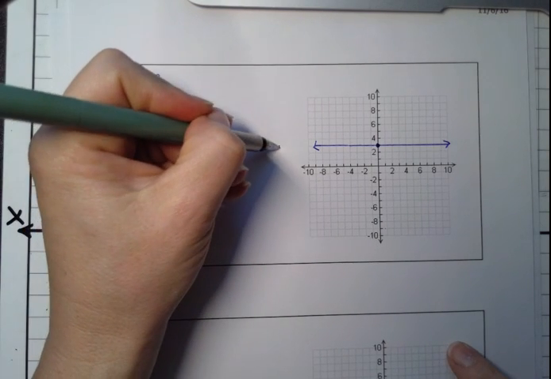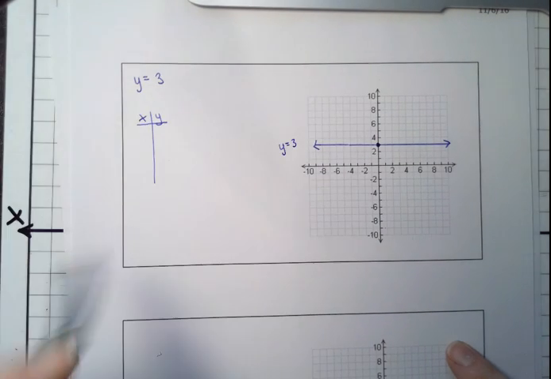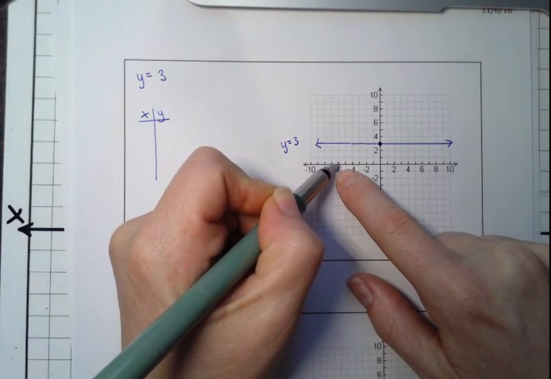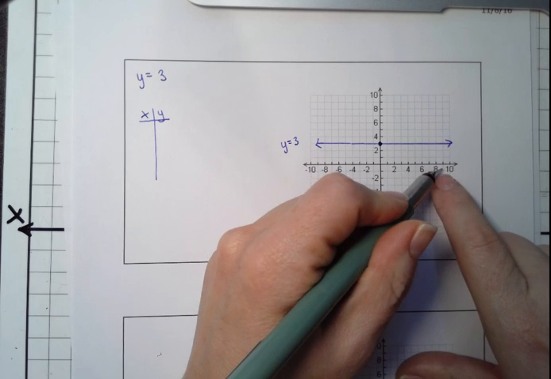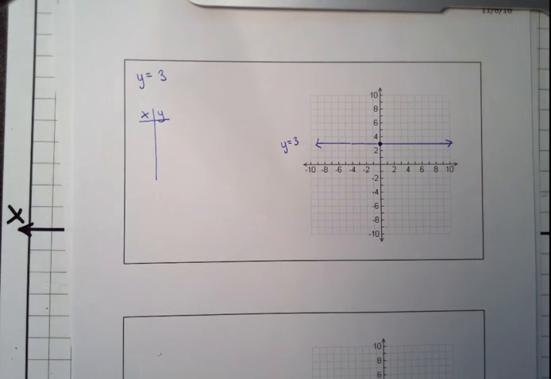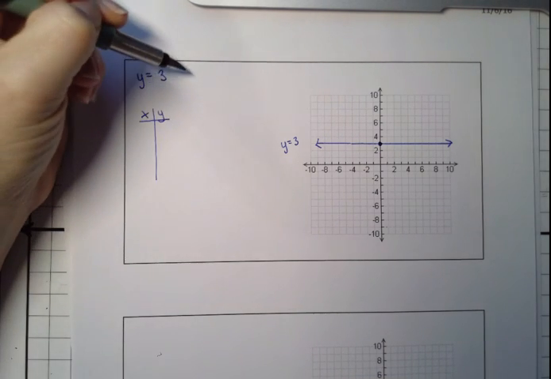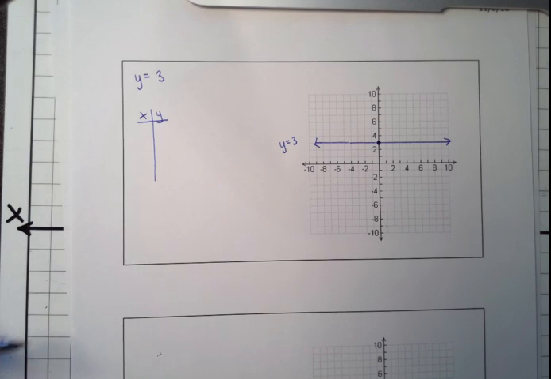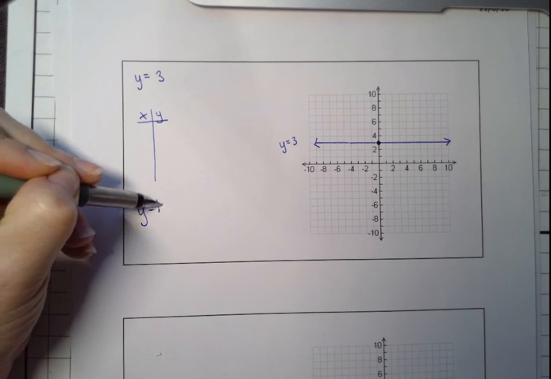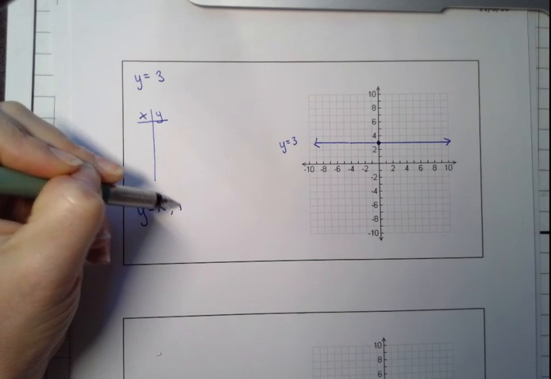Y equals 3. So no matter what value of x I have, if I go to -6, y is 3. If I go to +8, y is still 3. If I go to 10, y is 3. Y is always 3. It makes a flat line. It makes a horizontal line. So anytime you have something in that form, we call it y equals k. That means it's a horizontal line.